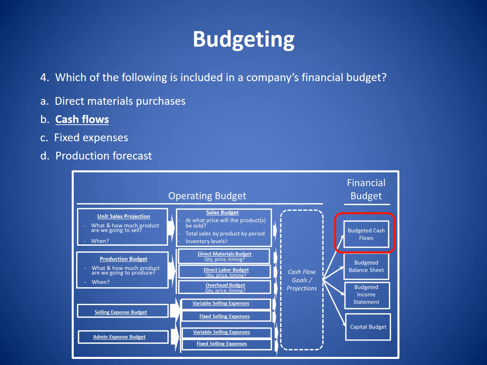Number 4, which of the following is included in the company's financial budget? And the answer is B, cash flows. In effect, the cash flow budget. And you can see again in the diagram that I presented in the first slide, you can see where the financial budget does include budgeted cash flows.